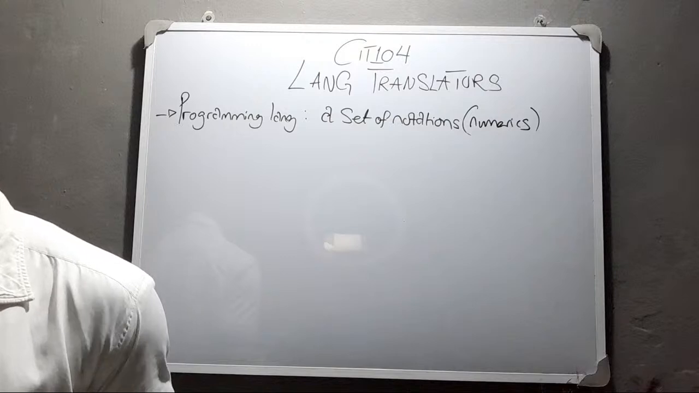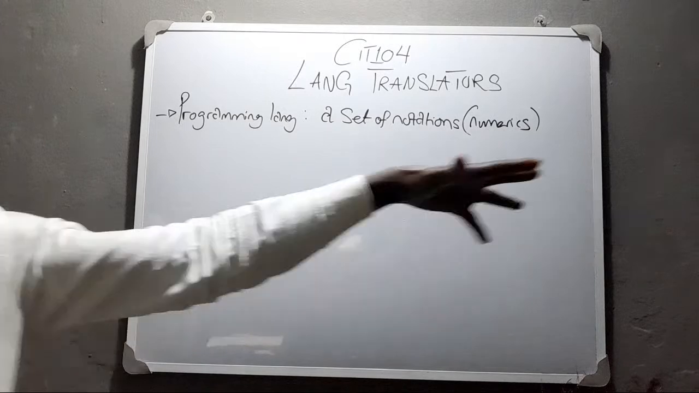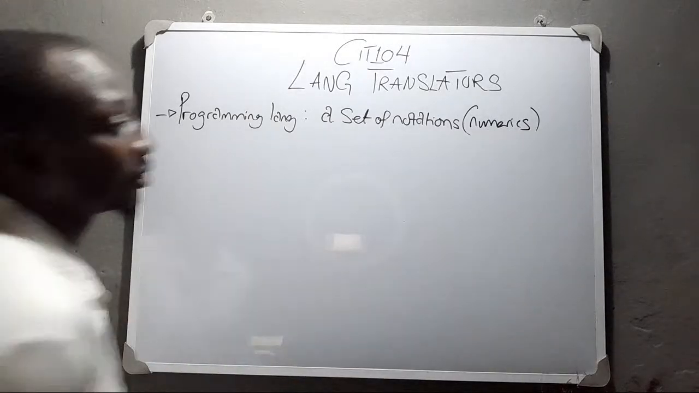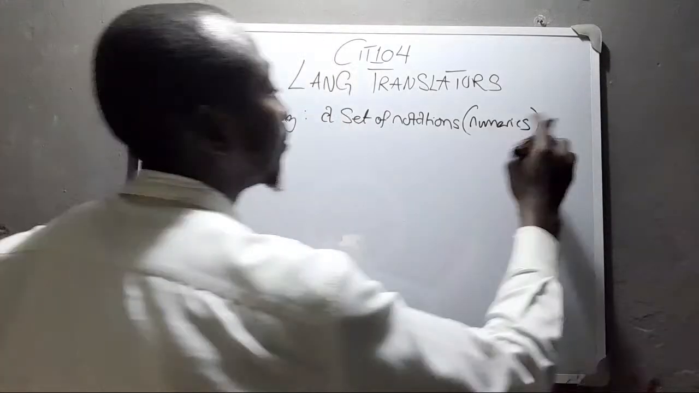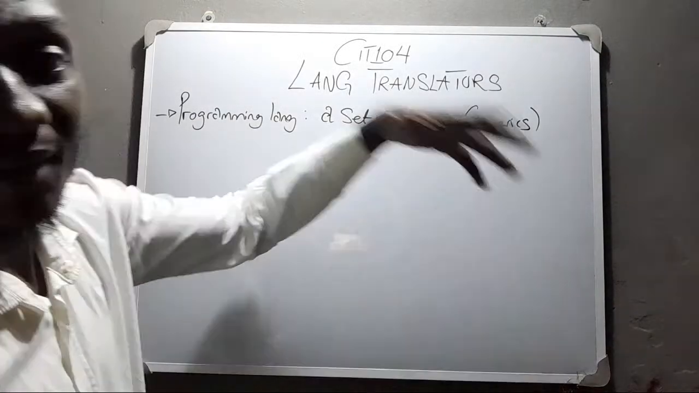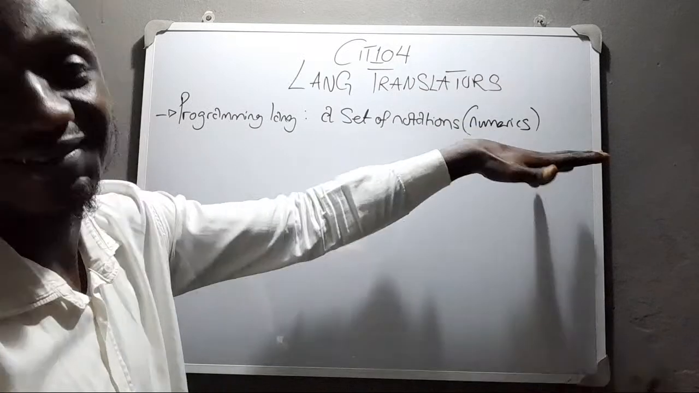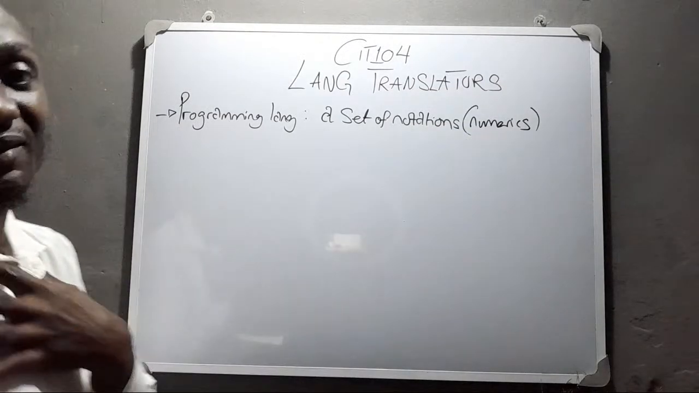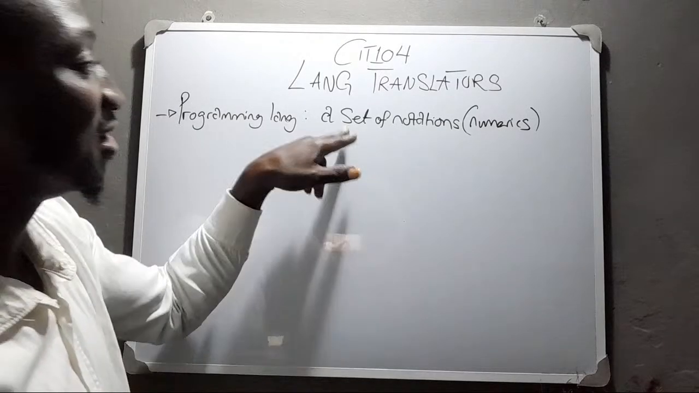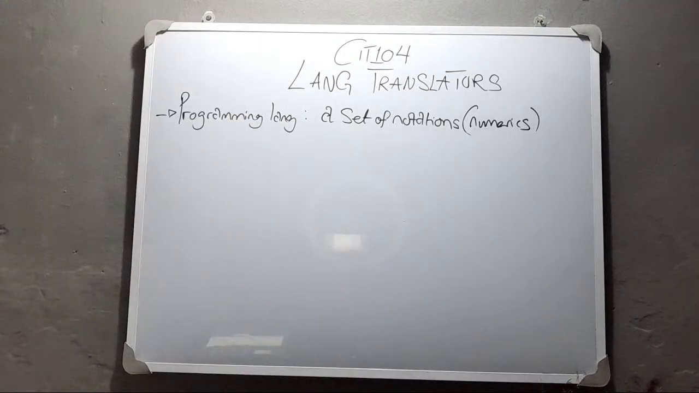Now let's proceed. It says a set of notations in which we express our instructions to the computer. Let's not forget, in one of our classes, we said computers basically understand binary numbers. That is their language, binaries. We don't understand binaries, but computers understand binaries. So now let's relate that to this: a set of notations in which we express our instructions to the computer.